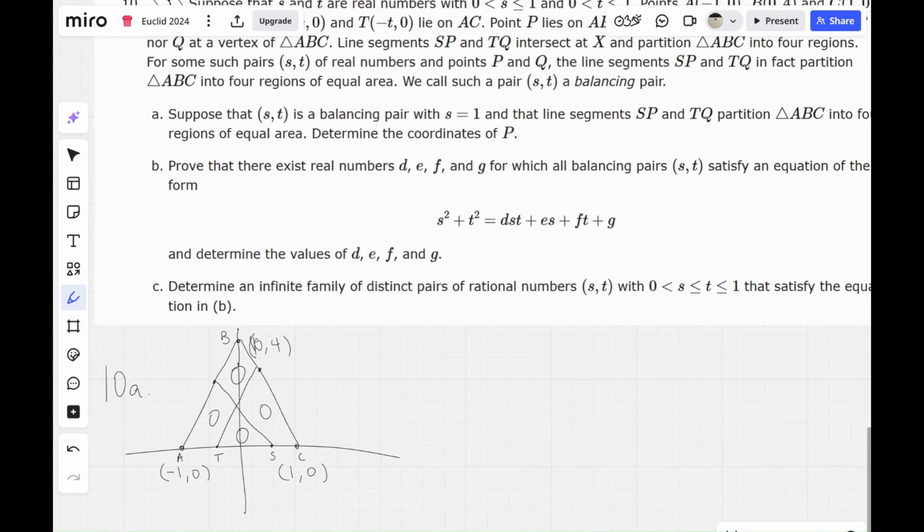Now, for part A, we're given S is equal to 1. This means that S is equal to (1, 0), which is actually equal to C. So we can update our diagram here. I'm going to erase some parts of this. So S is now actually there. So all of these 4 regions have the same area.